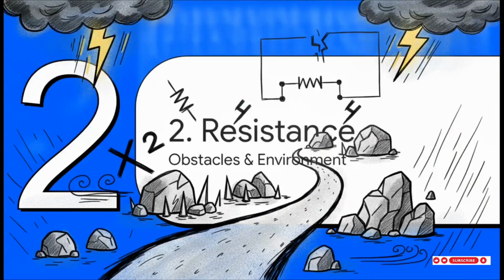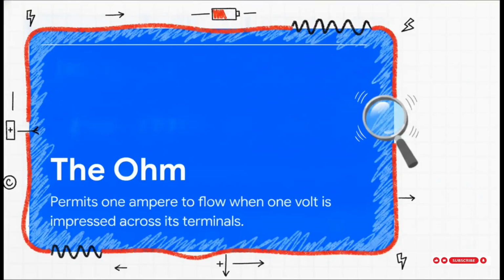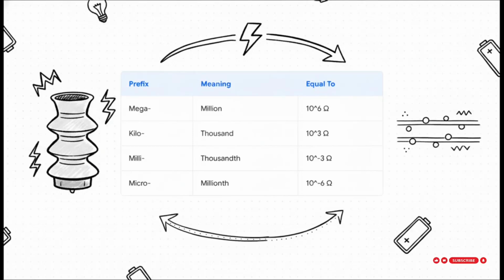Moving right along to Section 2, resistance, resistivity, and conductance. So we've got our driving force, but how do we actually measure the roadblocks? The official metric for that is the ohm. Think of it like this. A conductor has exactly 1 ohm of resistance if it lets 1 ampere of current through when pushed by 1 volt of pressure. It's the friction of our electrical journey, the opposition that the conductor offers to the flow of current.